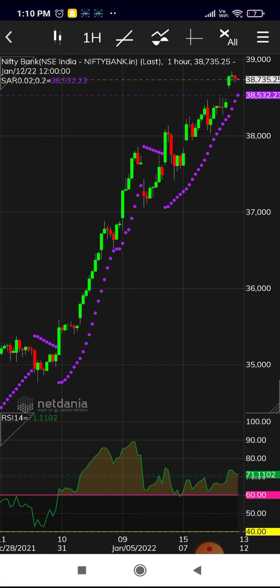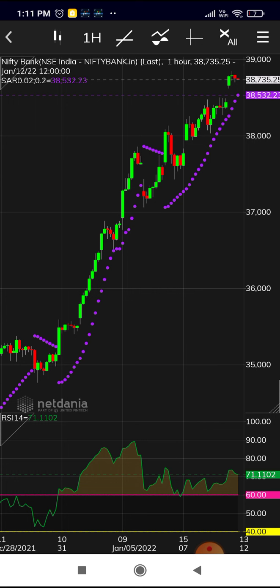We entered at around 38,000, and the parabolic star value is 38,532. So we are already in profit of around 700, and the trade is still on. The stop loss at the moment is 38,500. So you can see that this method is good for getting good moves of more than 1,000 points sometimes. Sometimes it may not give you that big a move, and you can backtest and see.